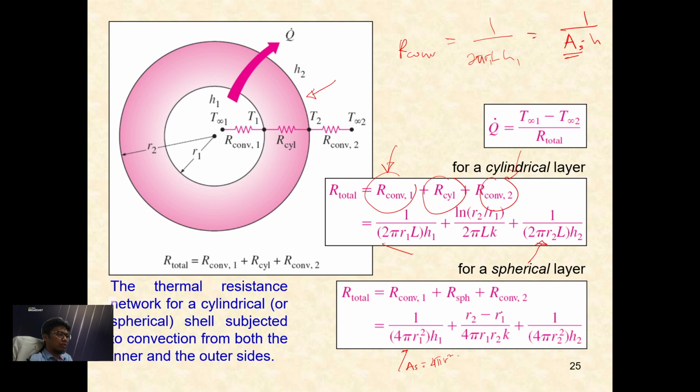So the only difference from all the resistance theory is on the conduction part. This is the conduction part, and this is also conduction part. The rest is similar. This is actually A, surface area. This is also surface area. If you are familiar with the surface area of any shape, basically the only formula for convection you need to memorize is 1 divided by surface area times h. Alright, hope that you're clear with that.